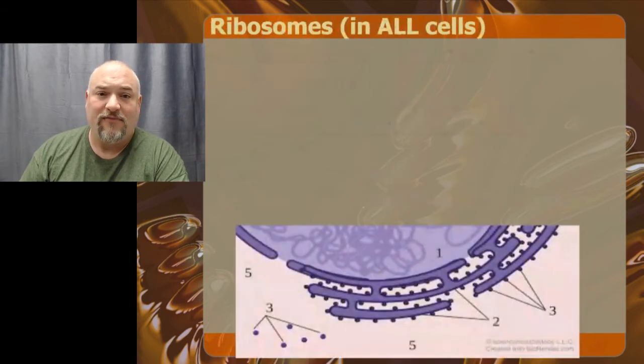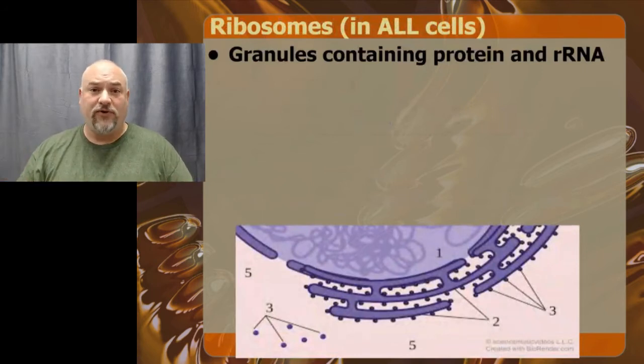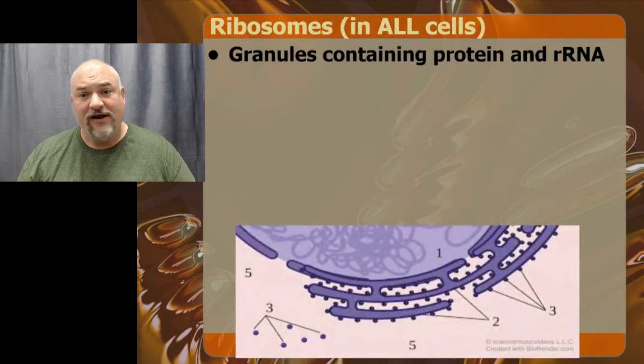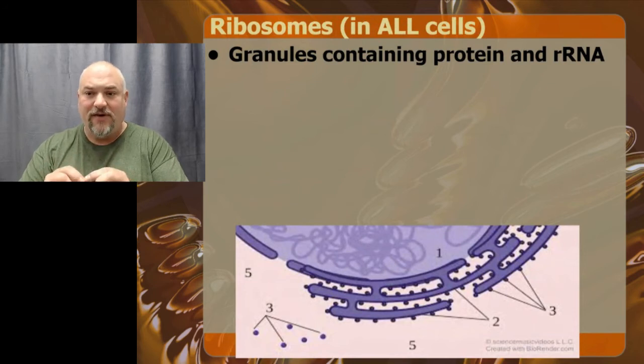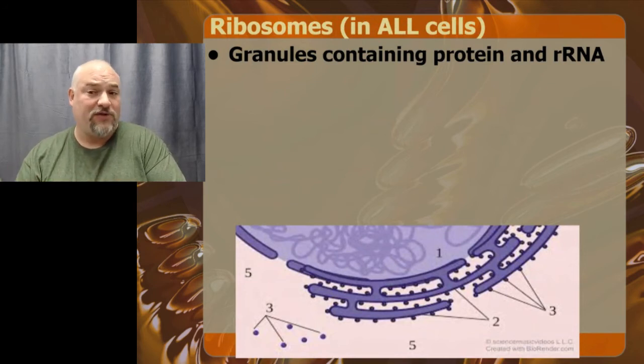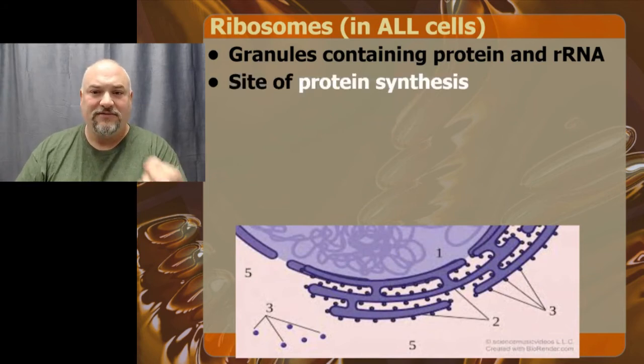All right, so let's take a look at ribosomes. Now, ribosomes are present in all cells. So whether you're prokaryote or eukaryote, animal, plant, fungi, protist, they have ribosomes. These ribosomes are little granules made up of rRNA, which is ribosomal RNA, and proteins. And if you remember from biology, really what they do, they make proteins.